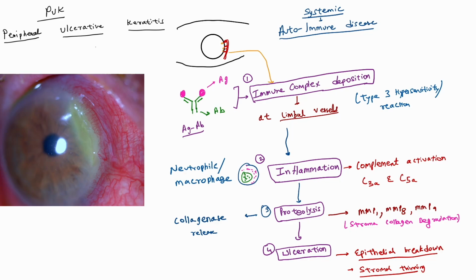So remember this sequence. The immune complex gets deposited at the limbal blood vessel. Then it activates the complement. From complement activation, there is activation of macrophages and neutrophils. They start releasing MMP proteins. Then the MMPs lead to collagen meltdown. This is the mechanism for PUK.